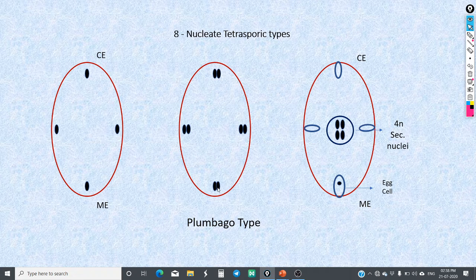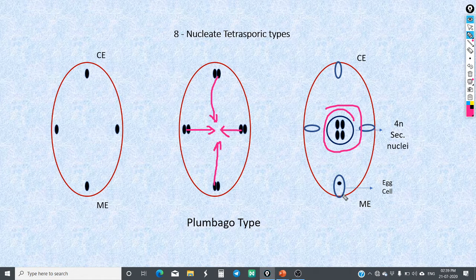Out of 8 nuclei, one from each end moves towards the center, resulting in the formation of, again, a tetraploid secondary polar nucleus. And the remaining four, of which one is present at the micropylar end, develops the cell membrane and forms the egg. Here you cannot find the synergids, only the egg is seen. You see, in the egg apparatus, only one cell in Plumbago.